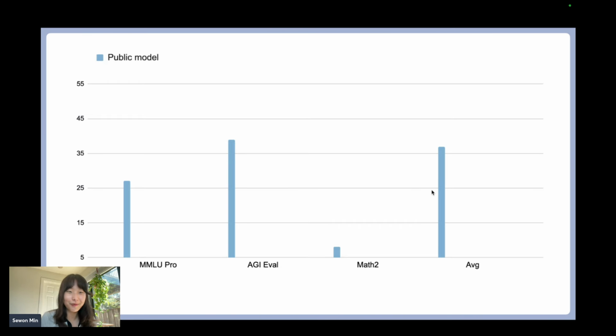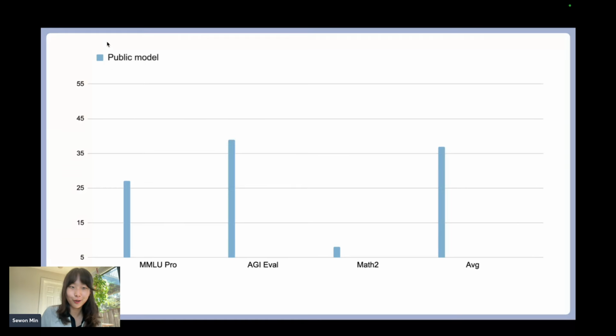Okay, so now I'll talk about the result. In the paper, we included many data sets, I think about 50 different data sets. But for this presentation, I just brought some of the representative data sets as well as the average number. In particular, MMLU Pro and AGI Eval are some of the general purpose benchmarks that are widely used. And then Math 2 dataset is actually the average of 2 math datasets, GSM8K and Math 500.